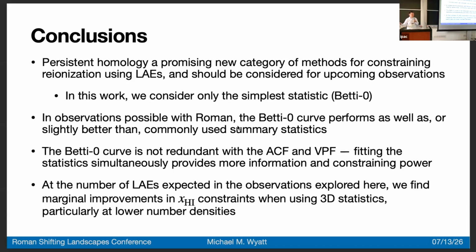Okay, so I'll pop up my conclusions here. Hopefully, I've been able to convince you that the Betti curve is a promising method for constraining reionization using Lyman alpha emitters, both with Roman, but hopefully also in general.